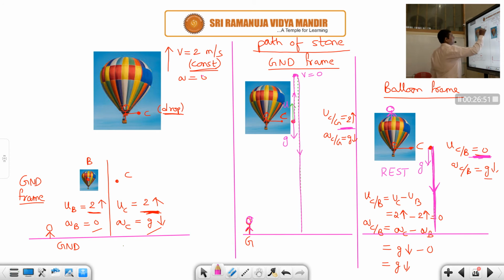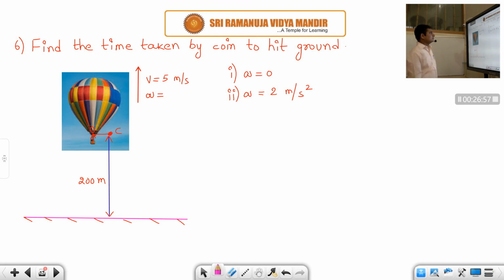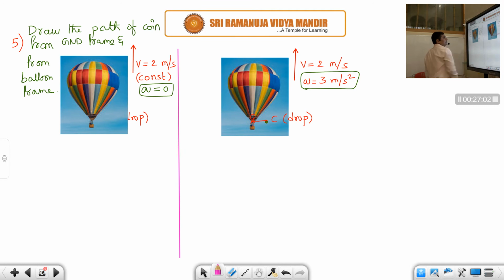Now in the first case, this acceleration of the balloon is 0. Now second case, acceleration of the balloon is what, students? Sorry, this is next problem. In the second case, acceleration of the balloon is 3 meters per second square. So now we have to draw the path of the coin from ground frame as well as from balloon frame. So this one I'll do it here only.